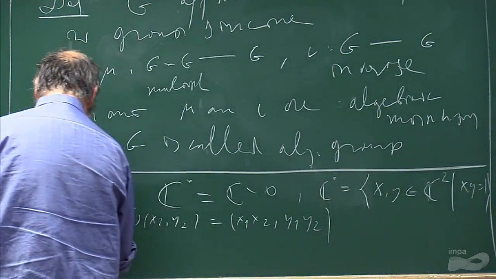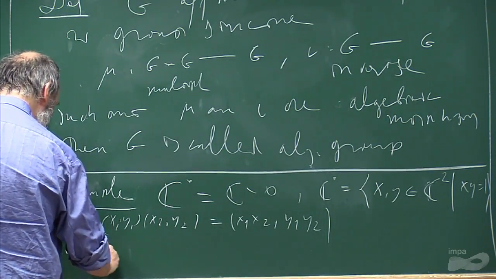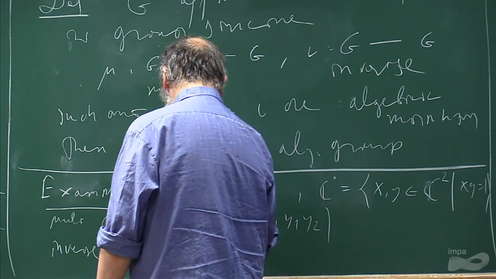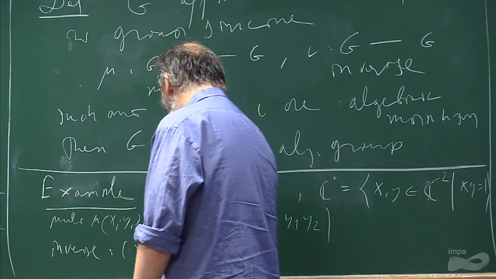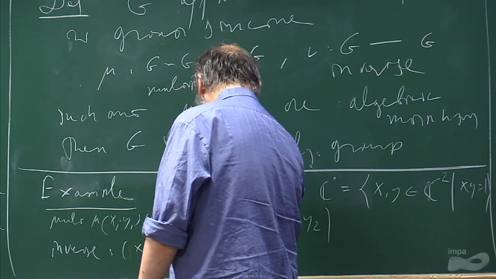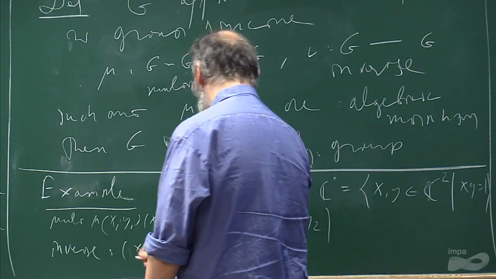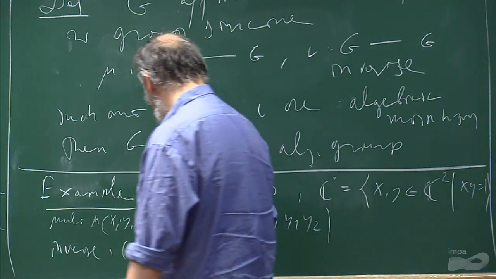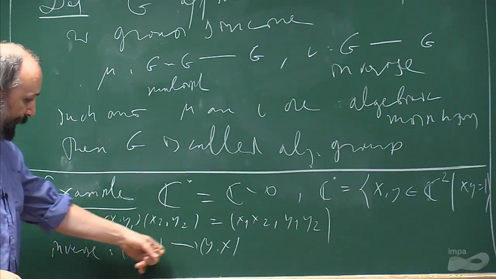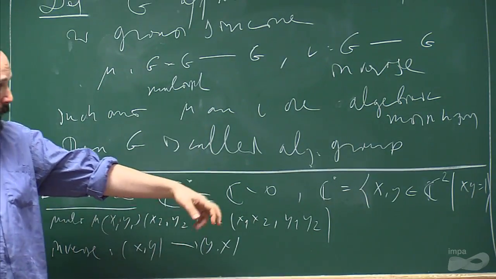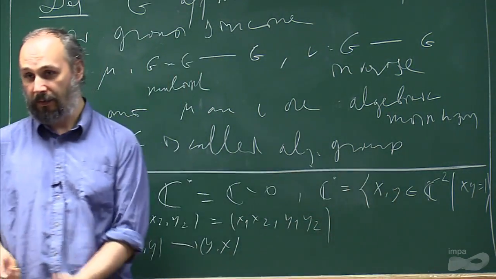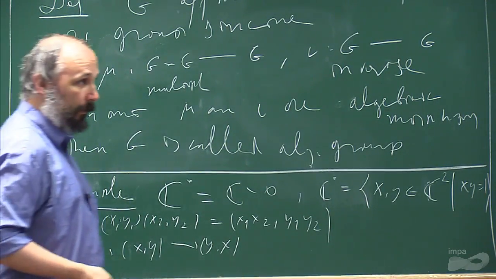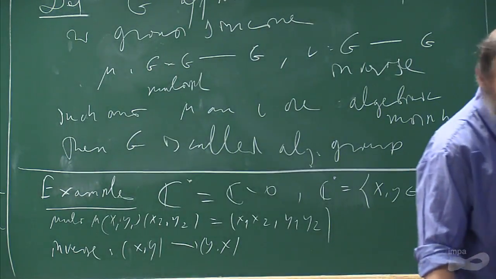And then the inverse: you have (x, y), and this is mu, and the inverse sends (x, y) to (y, x). Clearly, if you multiply (x, y) by (y, x), you will obtain (1, 1). So this is the unit of your group. Okay, this is an example of an algebraic group.